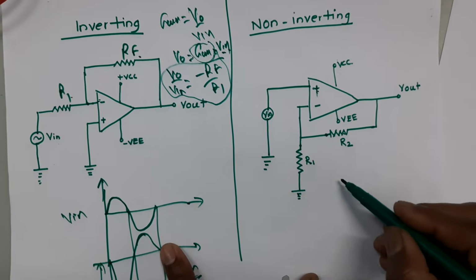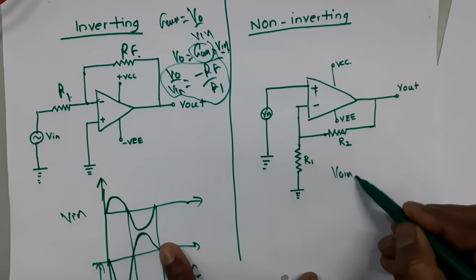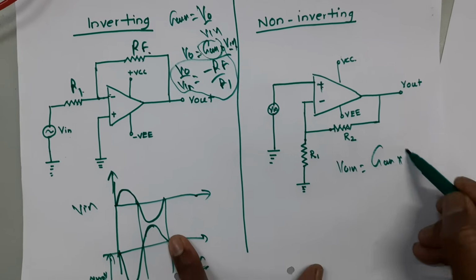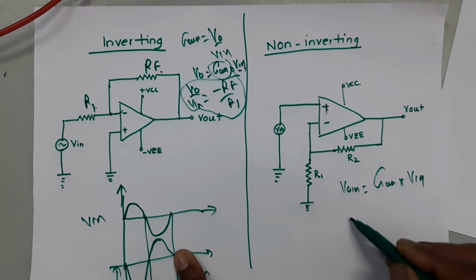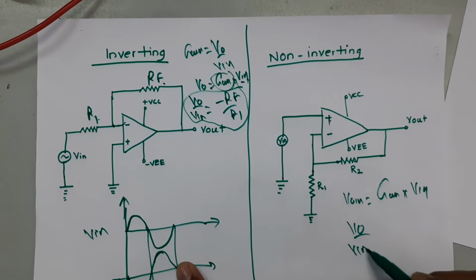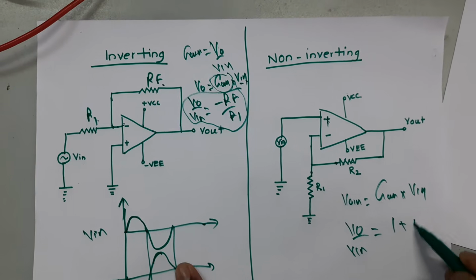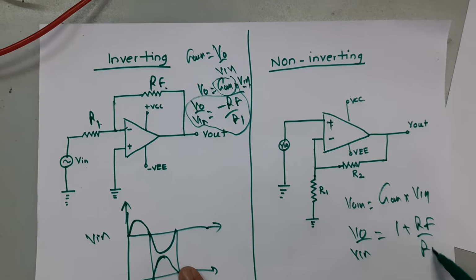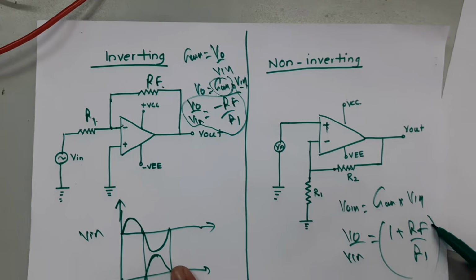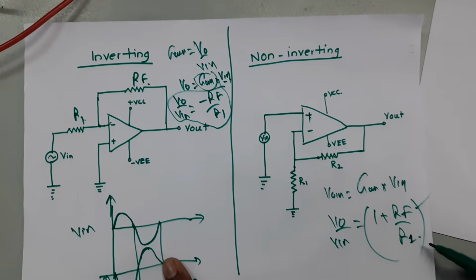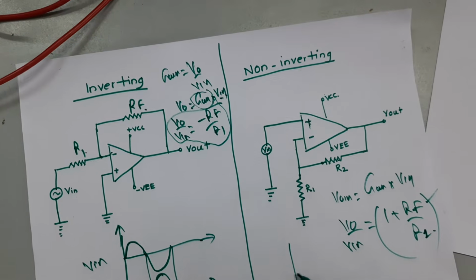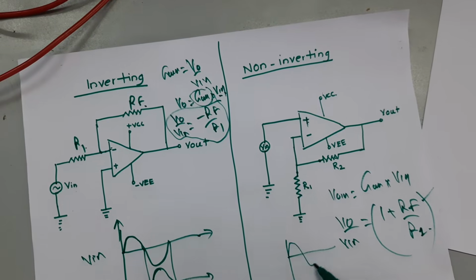Okay, so here again the gain will be the same as it is, that is V output is equal to gain into V input. And here the gain formula will be V output upon V input, in terms of feedback resistance, equal to 1 plus RF upon R1. RF is what? It is a feedback resistor, and R1 is an input resistance. Is it clear? In this case, same thing, we are giving the input voltage as a sine waveform.